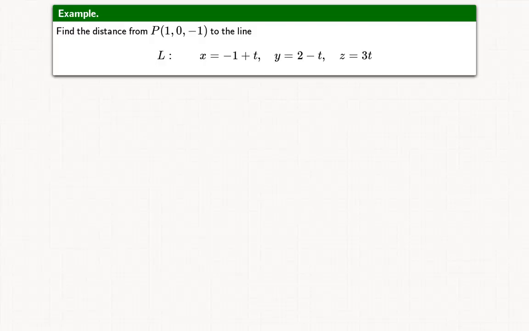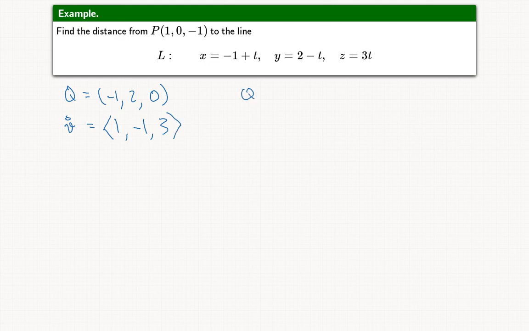For example, say we're asked to find the distance from the point 1, 0, negative 1 to the line described by the given parametric equations. So first, we see that the point Q on the line is going to be negative 1, 2, 0. And the vector V that's parallel to the line is going to be 1, negative 1, 3. Now we need to take the cross product. Well, let's first find the vector Q minus P. This is going to be negative 2, 2, 1.